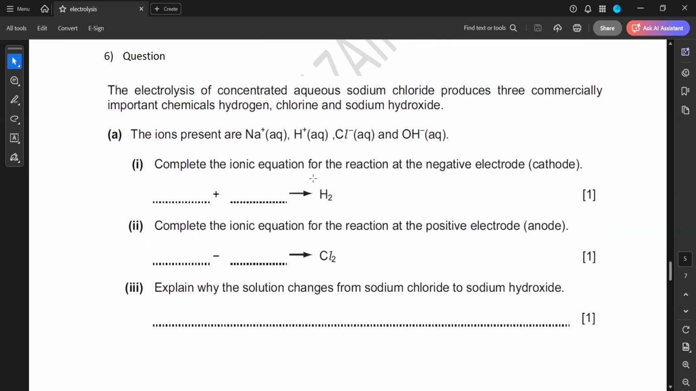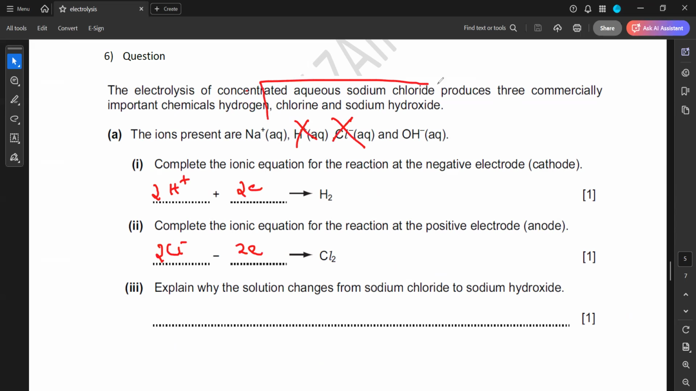Then the electrolysis of concentrated aqueous sodium chloride. Complete an ionic equation. So here, what will the ionic equation be? 2 hydrogen ions plus 2e give hydrogen gas. And here, the chloride ions lose electrons: 2 chloride ions lose 2 electrons and form chlorine gas. So chlorine is removed and hydrogen is removed.